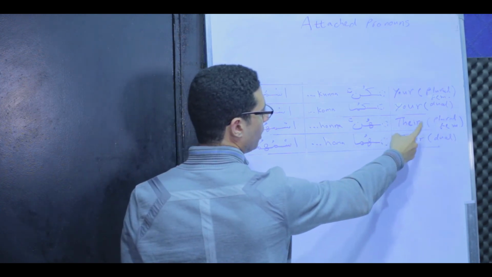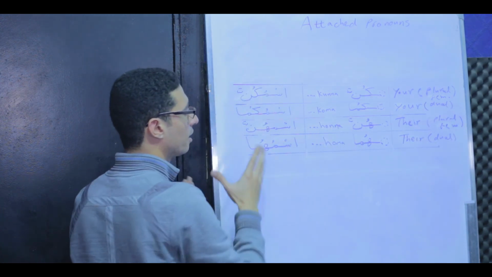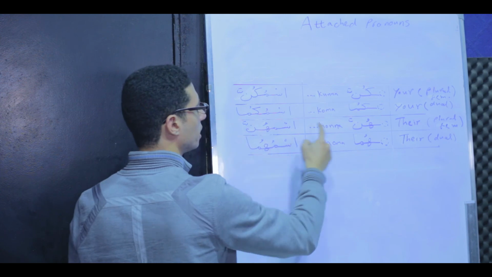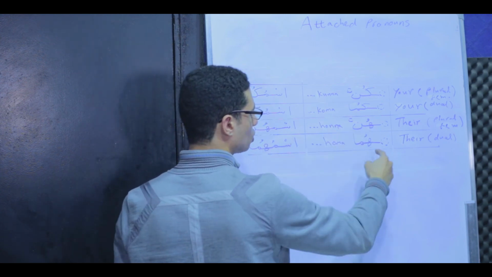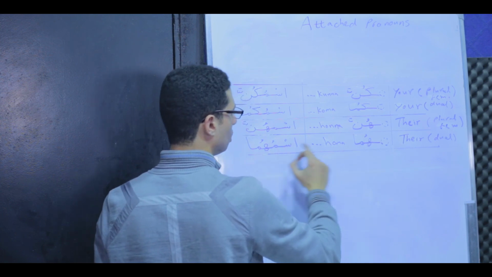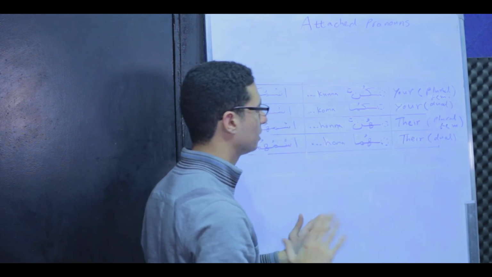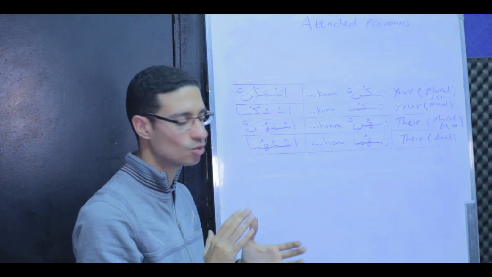Here, if you're talking about a group of women, hunna, ismuhunna, their name, hunna. And the last one is if you're talking about two persons, so ismuhuma, huma. If you're talking about two persons, it doesn't matter if they are guys or girls.